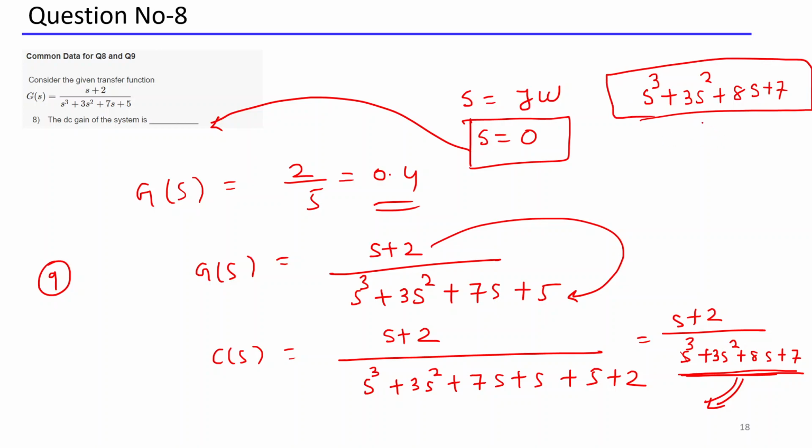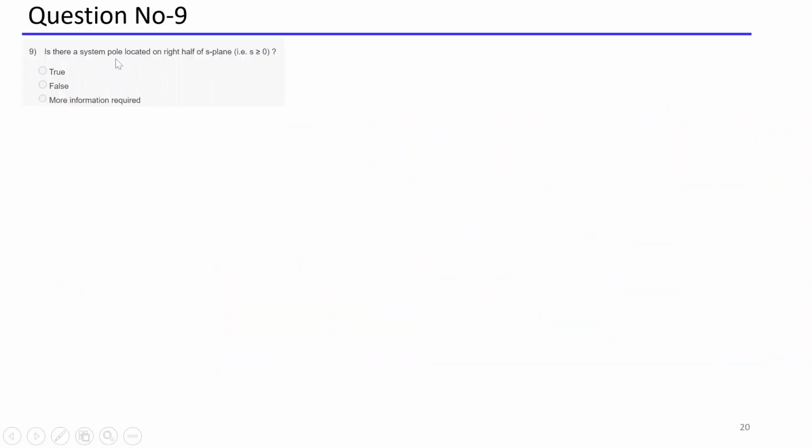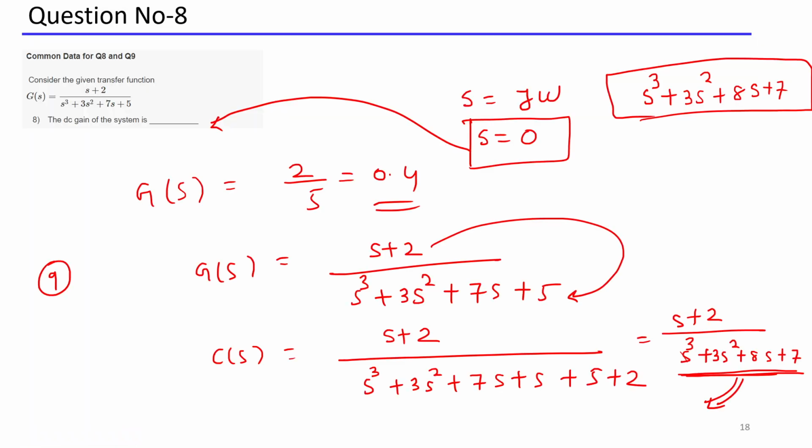Whether the system is stable means: is there a pole located on the right hand plane? If a pole is located on the right hand plane, the system is unstable. Now the shortcut is this. Remember that these two coefficients are the inner product, and the coefficients of the two outer sides are the outer product.